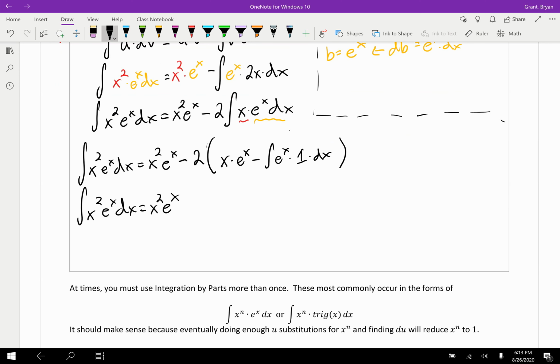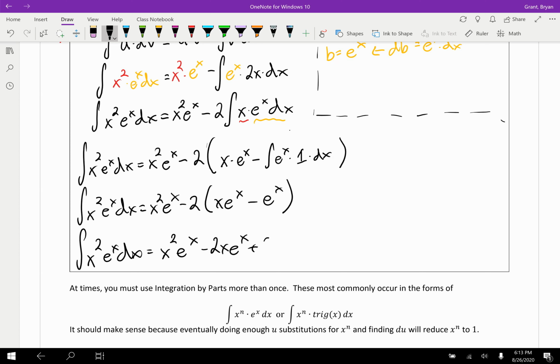Again, I'm taking the time to rewrite the original problem. This isn't going to change anywhere, but we can do the antiderivative of all this. It's just e to the x. We don't need the 1, so that's looking pretty nice. And now let's finish it off. The integral of x squared e to the x dx is equal to x squared e to the x minus 2x e to the x plus 2e to the x.